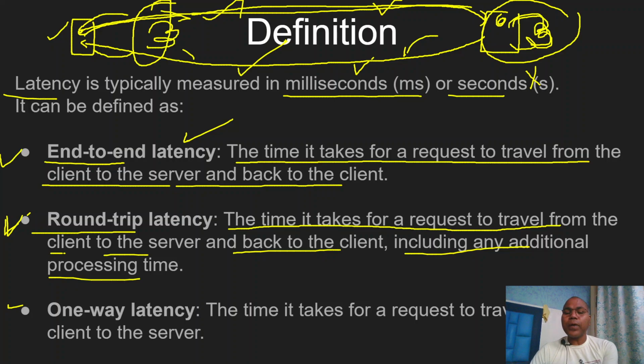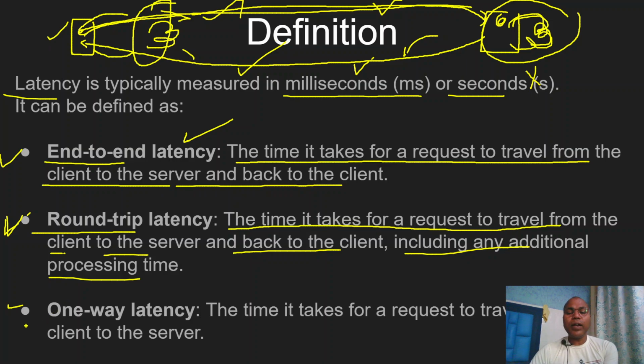So round trip can be reduced if you shift your data server, your applications, your CDN server as close as possible to the customer, as close as possible in the customer networks. The further away your systems are, the more your latency is going to increase.